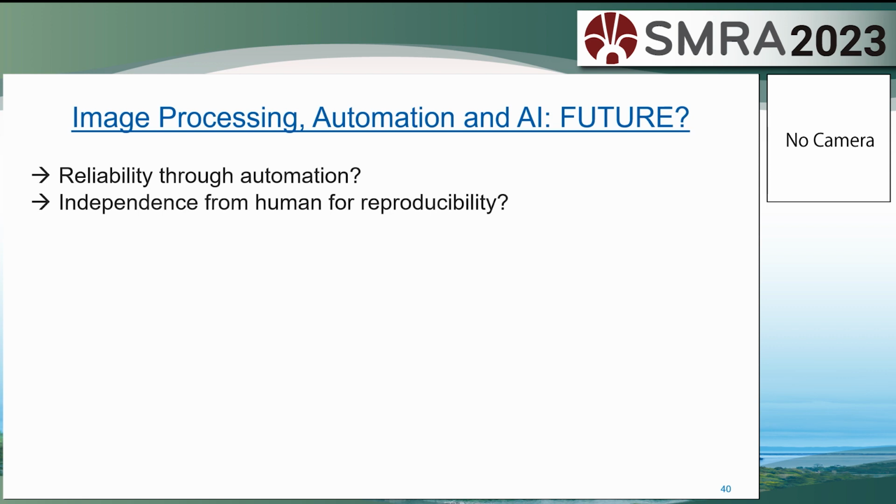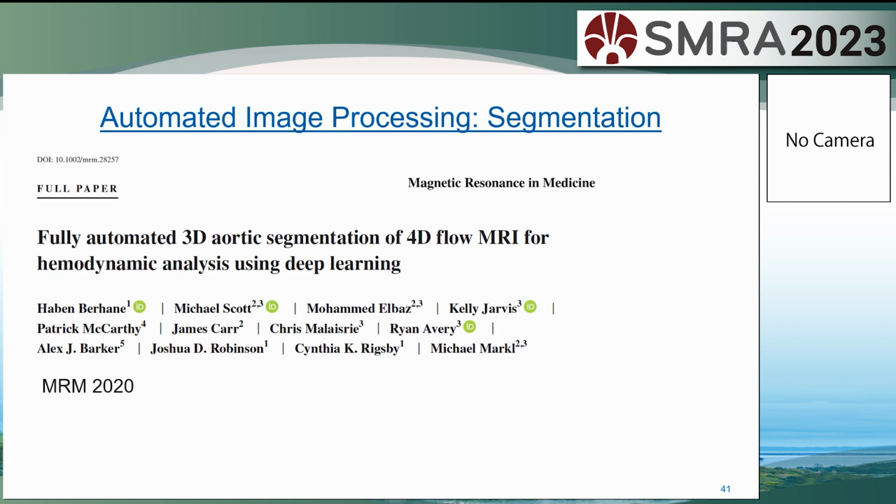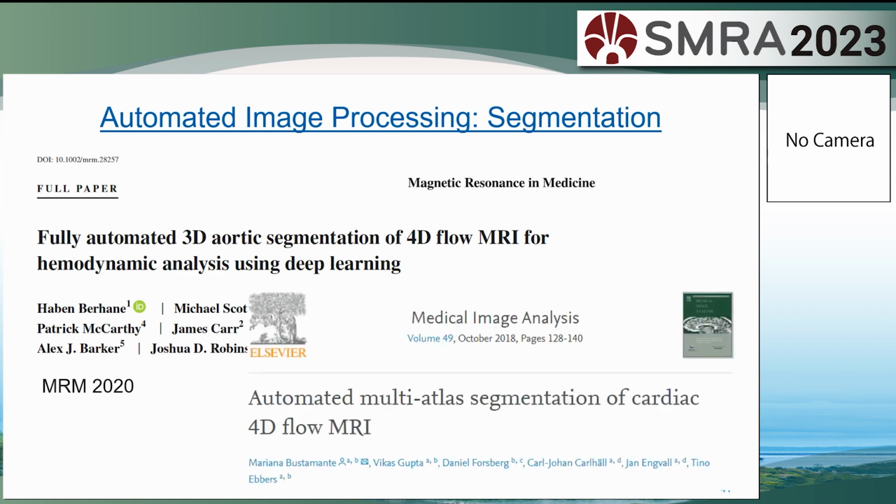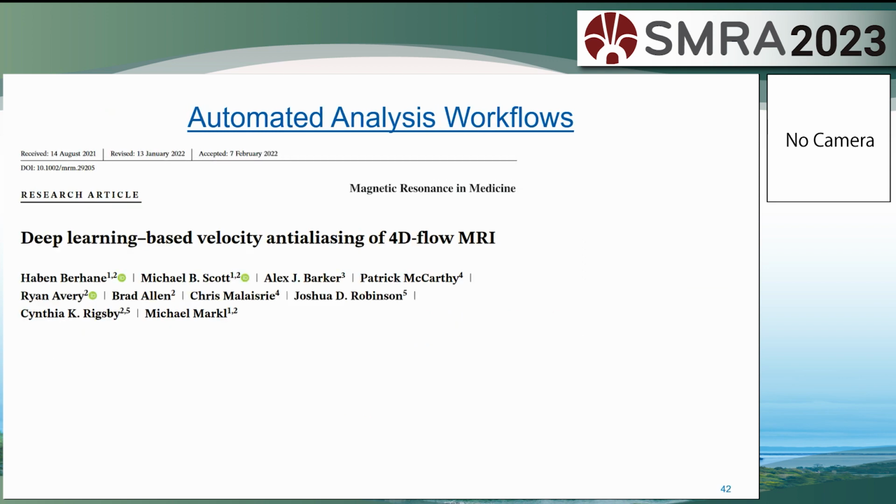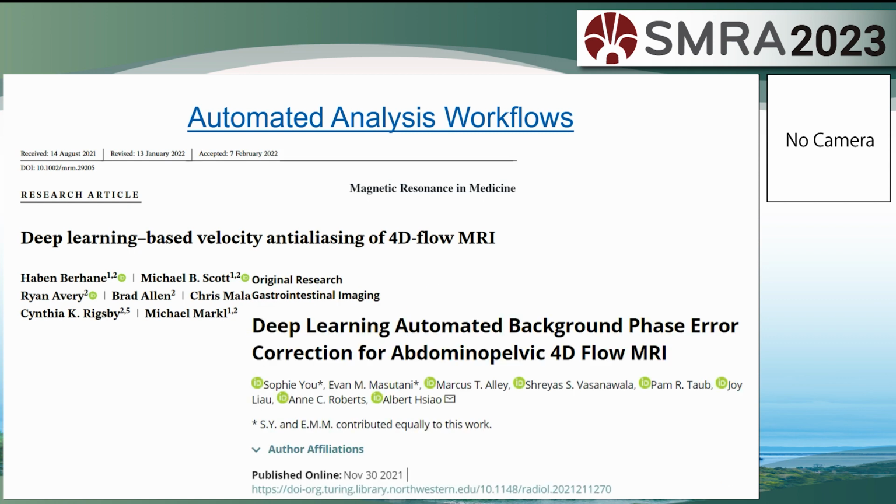I think we need to work on the image processing, automation. Maybe we have to work more with AI in order to get reliability, to be more independent from the human. This has been shown in many publications that are coming out now. For example, the segmentation of data sets by Haben Berhane or Mariana Bustamante, or to use deep learning for anti-aliasing, here again by Haben Berhane, or to use deep learning for background phase error correction. So a lot of developments right now are going into automation. I don't know if this will solve our problems, but it could be.